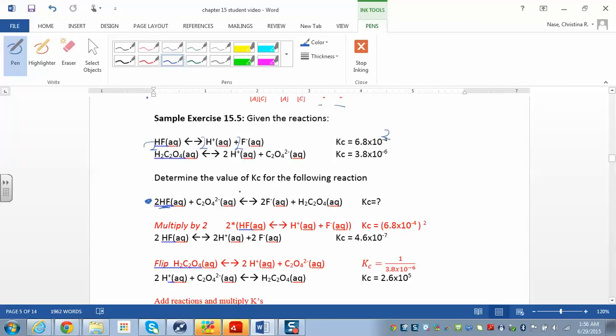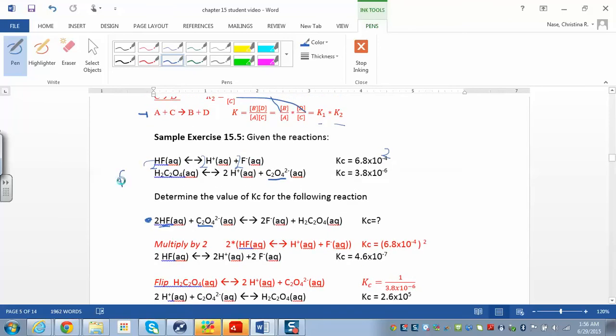Now, go to the next reactant. I have C2O4 2 minus. Which reaction has that? I already used the top one, so I must have to use the second one. And here's the C2O4 2 minus. I want it as a reactant, but I have it as a product. So what can I do? I can flip this reaction.